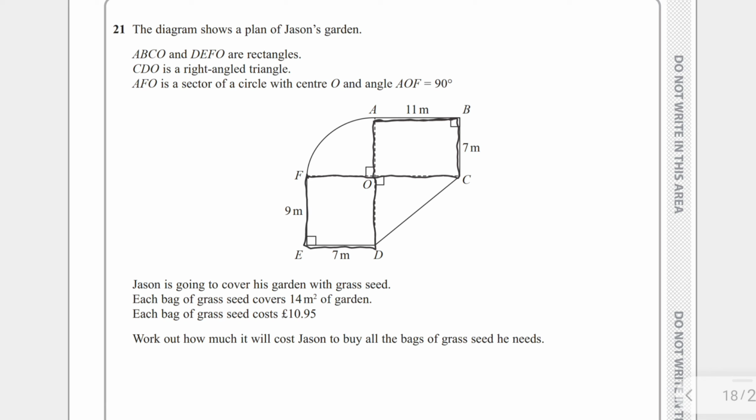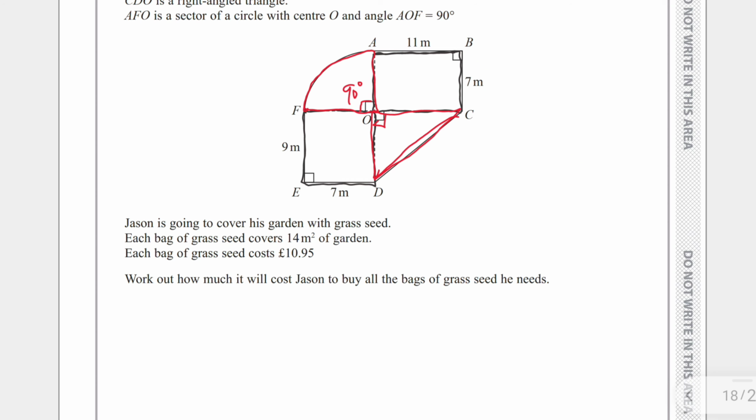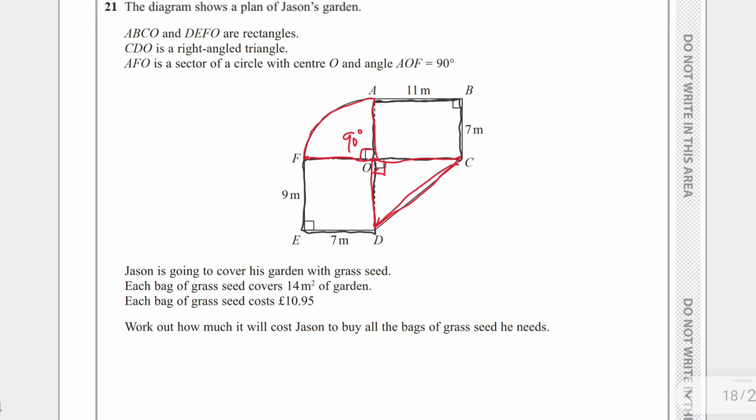CDO is a right angle triangle, which is this one here. It's a right angle triangle. And AFO is a sector with angle AFO being 90 degrees. So this is a sector and this is 90 degrees. So Jason is going to cover his garden with grass seed. Each bag of grass seed covers 40 meters squared of garden, and each bag costs 10.95. So that means we have to find the total area of this garden.